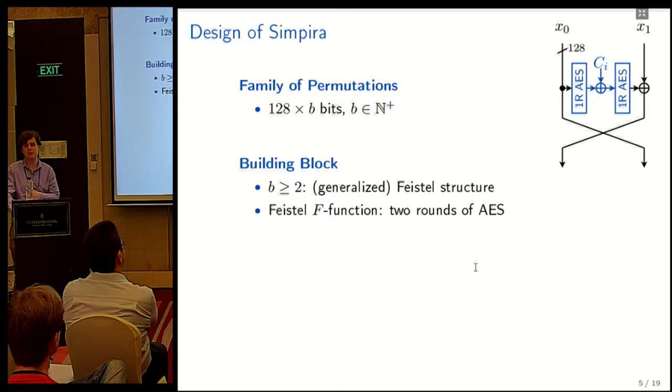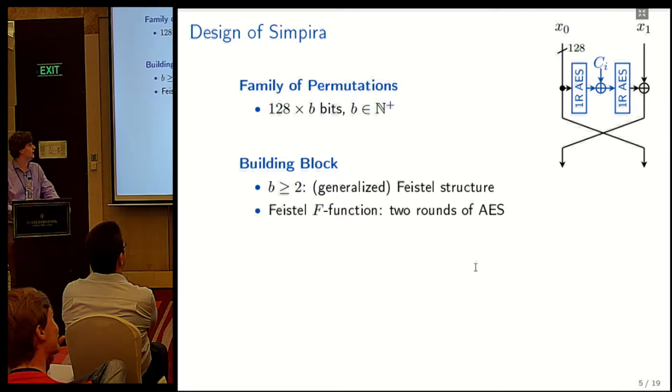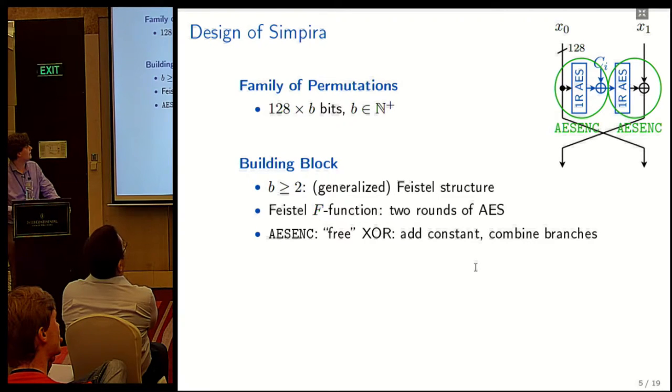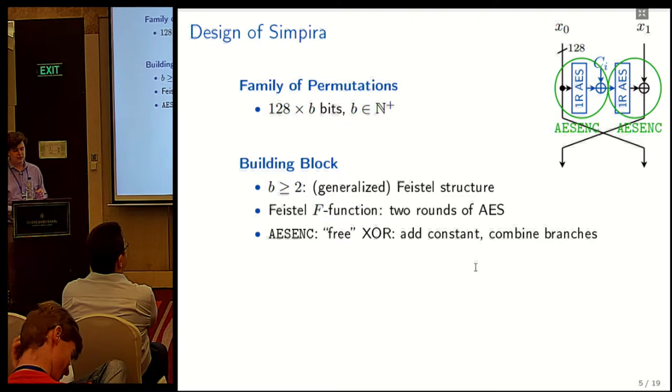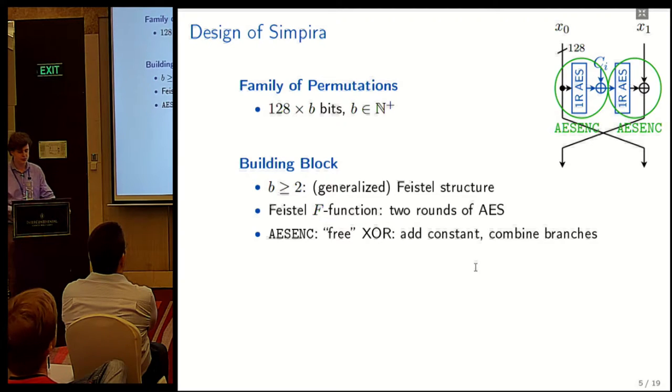We also look in the paper at what happens if you use 1 round of AES, and then the security results are not as good. 2 rounds of AES, and also a constant is needed. Basically, if you use AES ENC, which is the instruction to do 1 round of AES, then as one of the operands of this instruction, you can give a constant. Typically, it's used for the round key that you want to use for this round.